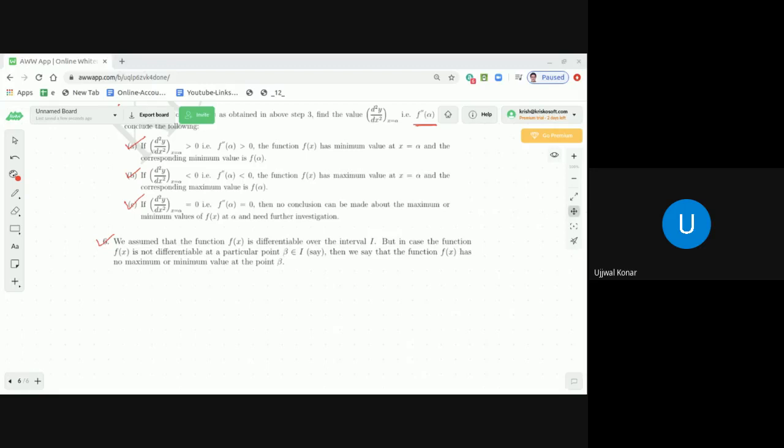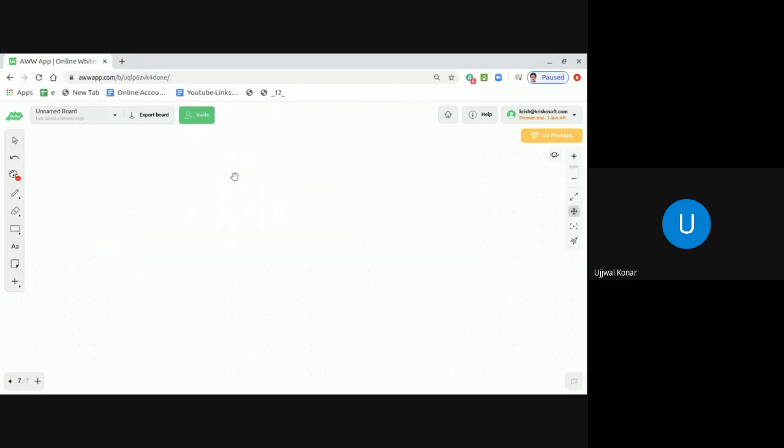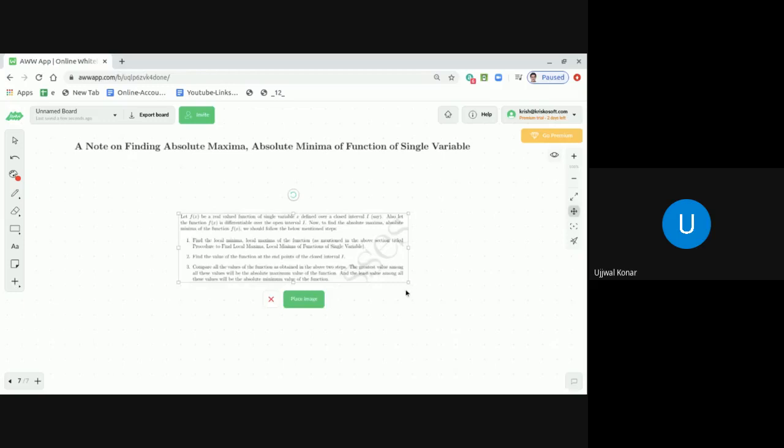Okay, dear students. So the next point I'm going to discuss here is a note on finding absolute maxima and absolute minima of a function of a single variable. Okay. So the steps are very straightforward and simple. Let me first write down the steps and then let me explain them to you.